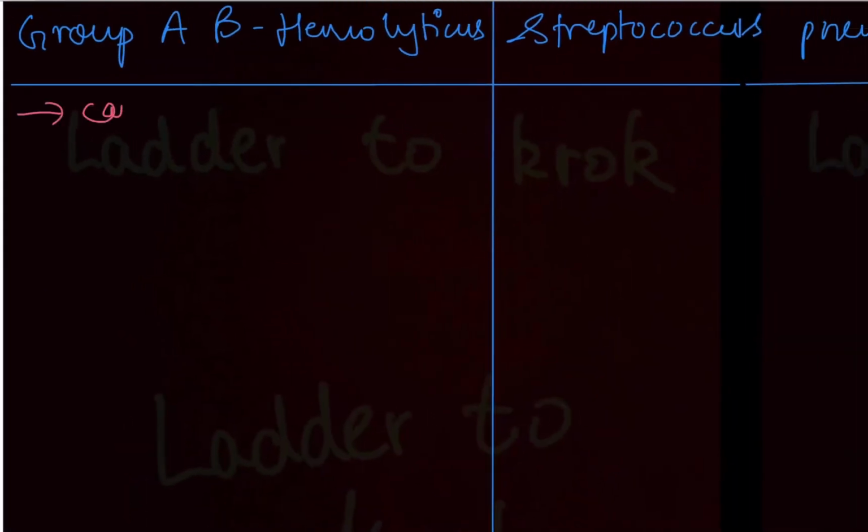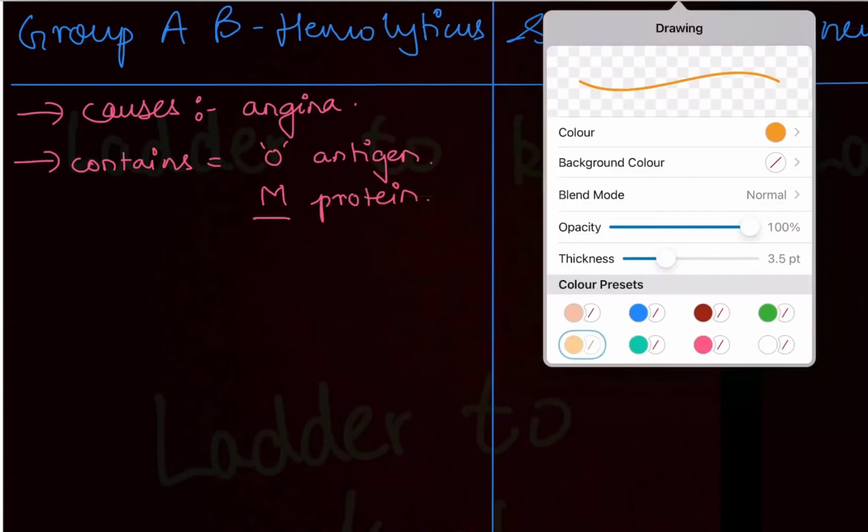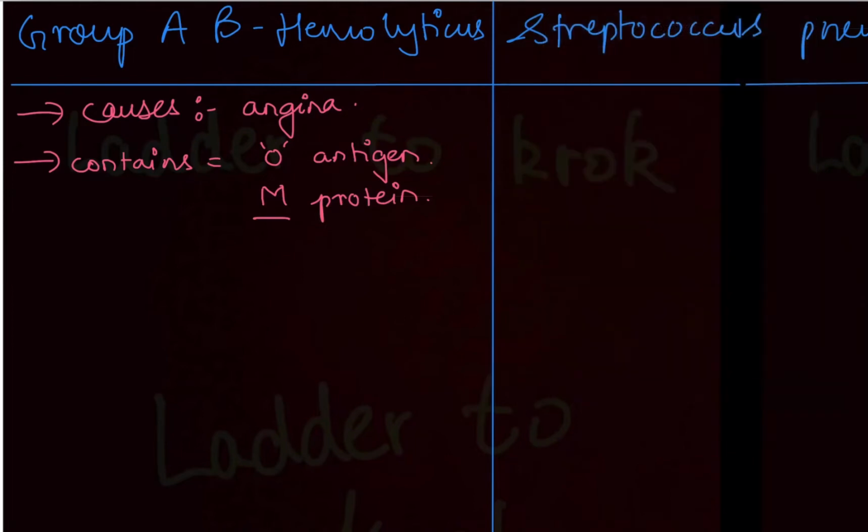Now what does this cause? This causes angina. What is angina? Angina is pain in the chest. And what does this contain? It contains O antigen. You should remember, it contains O antigen and M protein. Now what does this M protein mean? M protein is responsible for showing molecular mimicry.